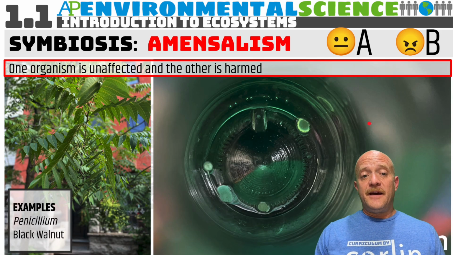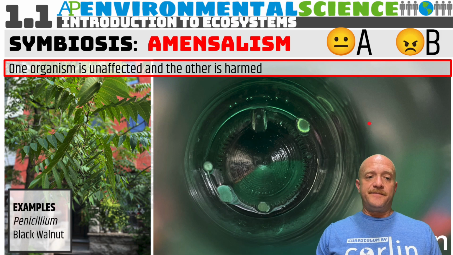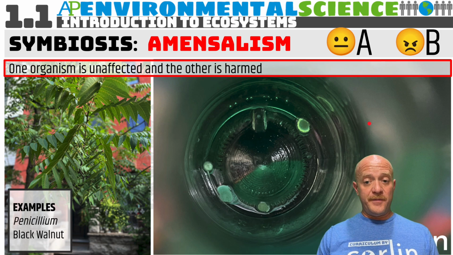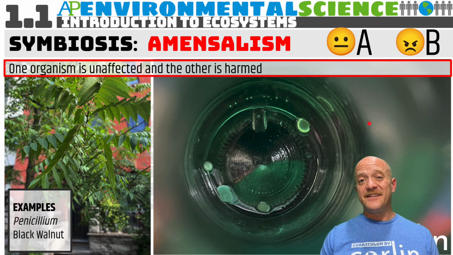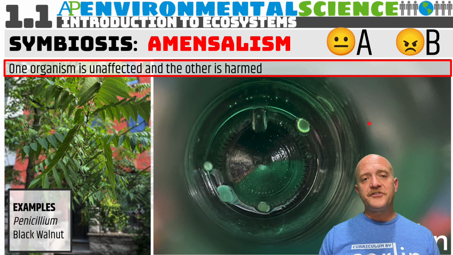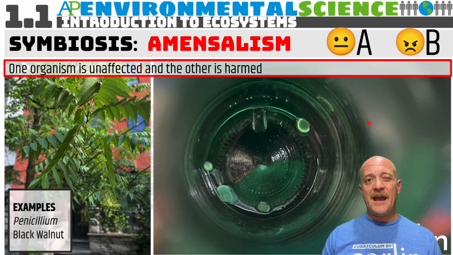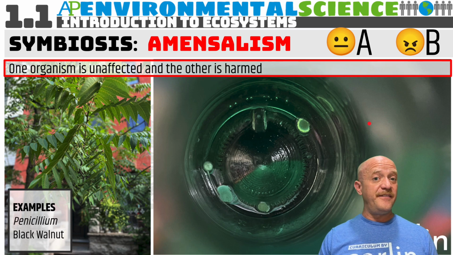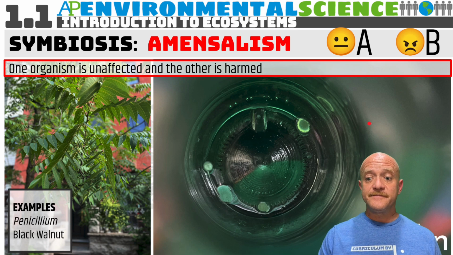Another type of symbiotic relationship is amensalism, and that's where one organism is unaffected and the other organism is harmed. An example of this would be penicillin and bacteria. The bacteria are harmed, the penicillin is unaffected. And another example is a black walnut tree. The black walnut trees will secrete specific chemicals in their roots that can harm other plants that are nearby. So it's another way of avoiding competition.